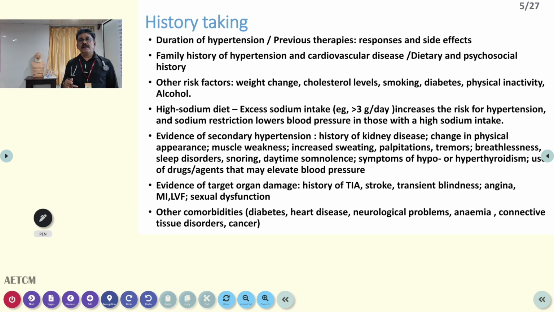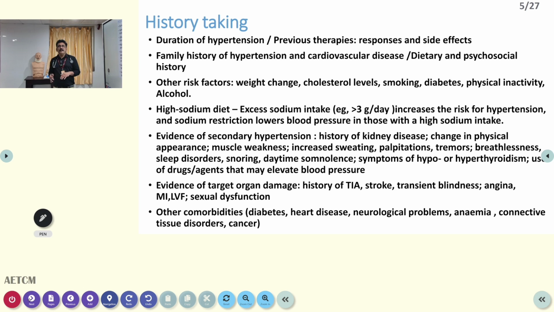Some patients take higher sodium in the diet. But don't think that all hypertension is related to salt. There is salt-dependent hypertension and salt-independent hypertension. Some patients, when they take salt, the BP increases. Some patients, however much salt they take, the BP will never increase according to the salt intake. So we have to consider that.